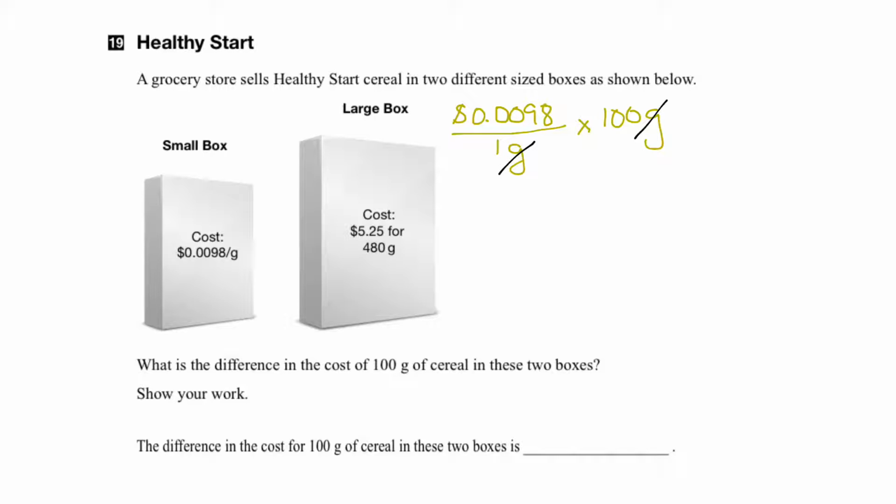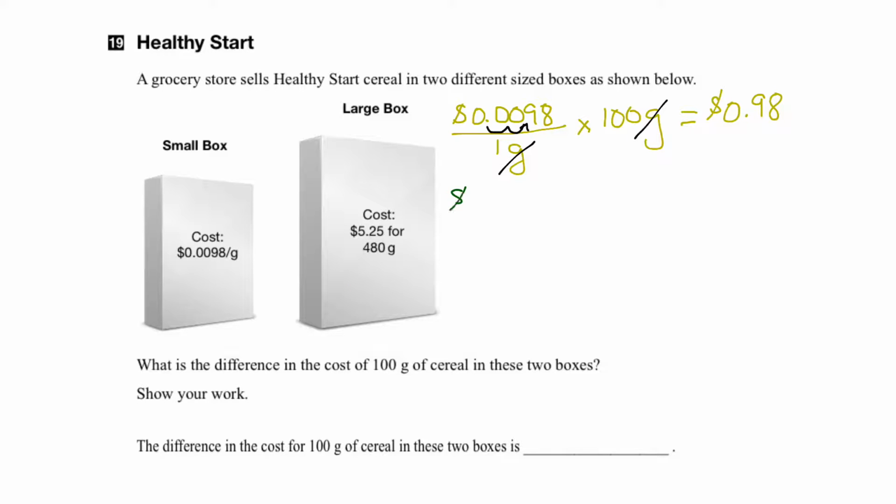And if I'm multiplying by 100, really what I'm doing is moving the decimal over 2 spaces, by the number of zeros in the number we're multiplying by. So if I did that, the cost of 100 grams of the small box cereal would be 0.98 or 98 cents.